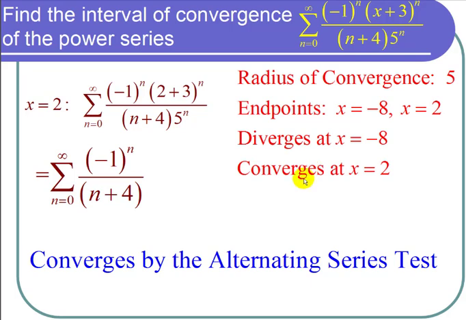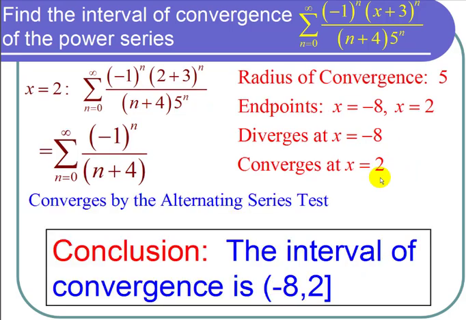So now I have everything I need to state my conclusion. I know my radius of convergence is 5. I know my interval goes from -8 to 2, and I know that it diverges at -8 and converges at 2. So I can say that the interval of convergence is the interval from -8 to 2, not including -8 because it diverges at -8, but including 2 because it converges at x equals 2. And I'm done with the problem.